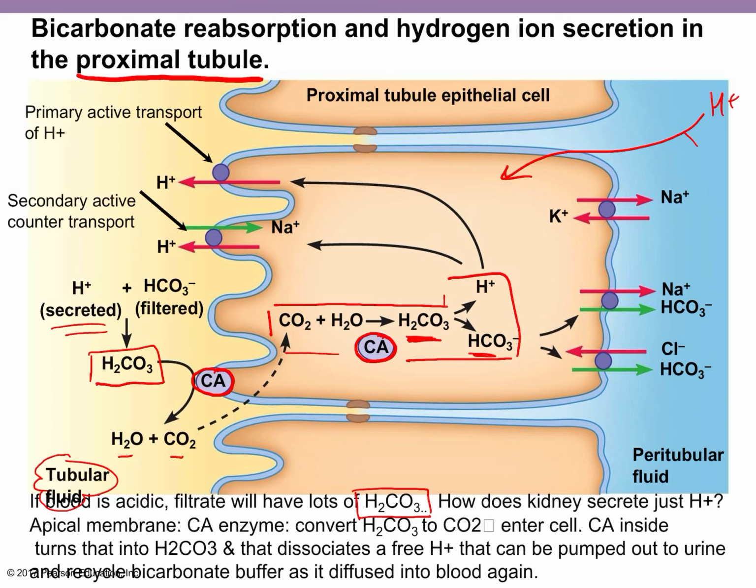So notice that we had to break down H2CO3. There's no mechanism to bring this into the cell directly, so it has to be broken down. The carbon dioxide diffuses into the cell, and the carbonic anhydrase there changes it back. Seems silly to do this, but it changes it back. And then that will naturally dissociate. Remember how it naturally dissociates into this free hydrogen ion. Now we have a free hydrogen ion that we can get rid of.